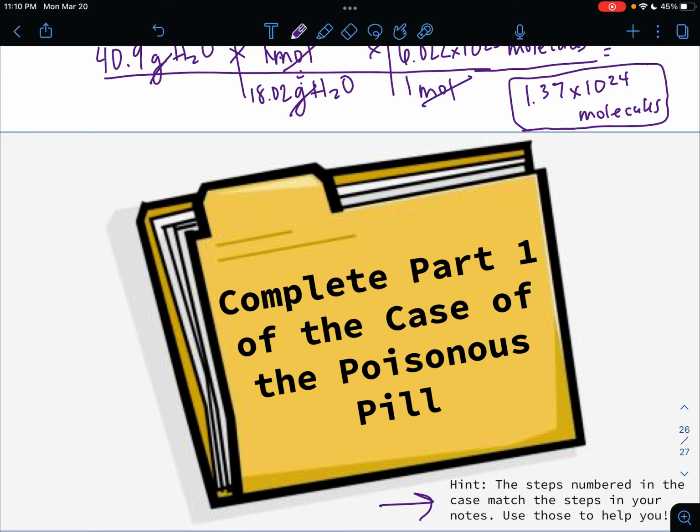I have numbered the steps in the case to match with the steps in our notes to kind of help you if you get stuck or if you're not sure what exactly you're supposed to be doing. Okay, so use your notes to kind of help you work through each step. You do have to go in order on the case, because you'll need the beginning information to work you through the other parts of it.